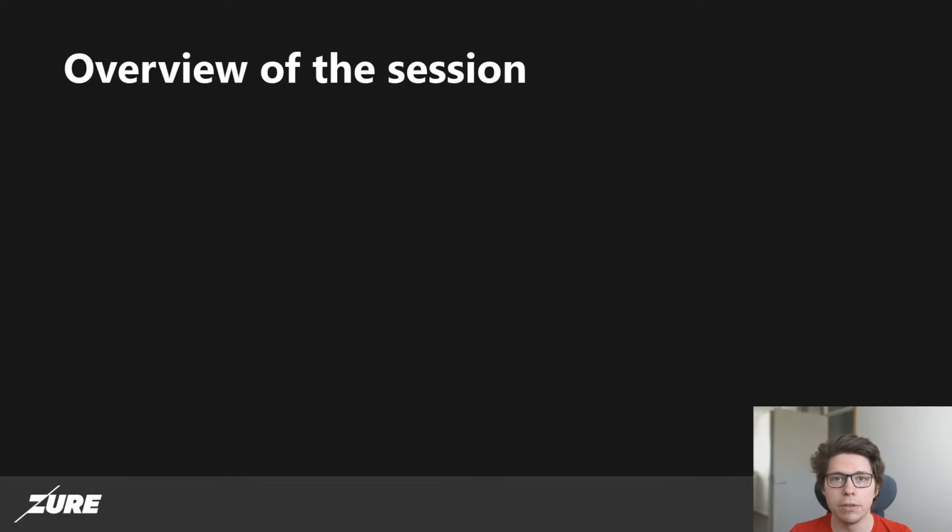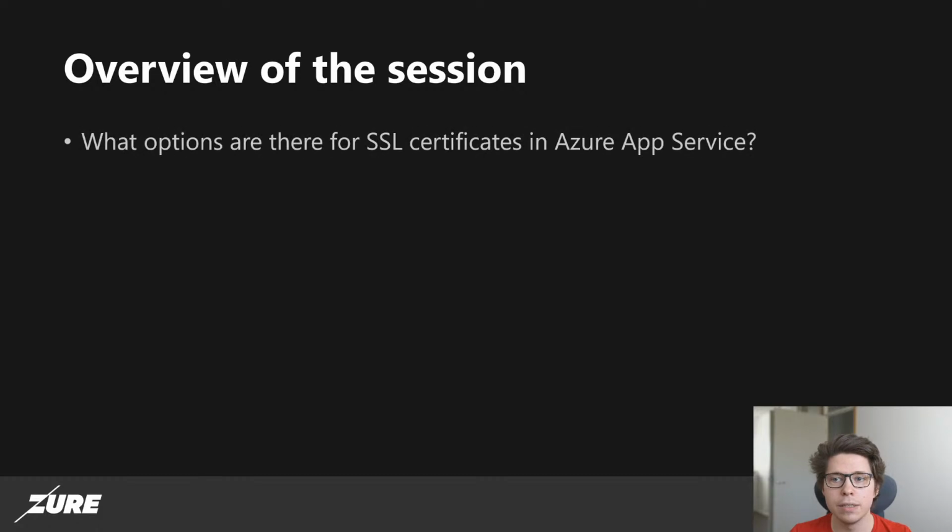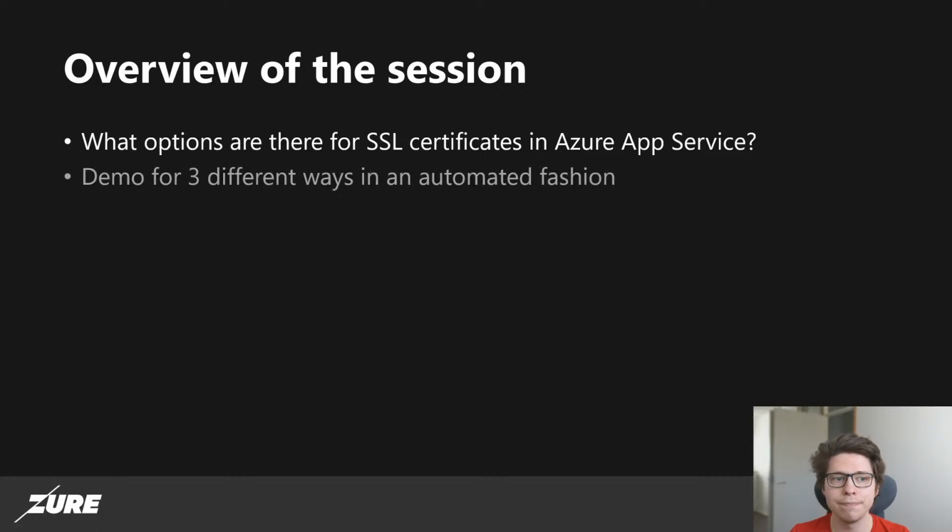So then about the session itself. We'll take a short look at what options there are for SSL certificates in Azure App Service. Then I will show you a demo of 3 different ways in an automated fashion, and you will also get the ARM templates and scripts and whatever is required to get this working for yourself. Then we'll talk a little bit about which of these you should use and when. There are a lot of ways of doing this, and they have some pros and cons to all of them.